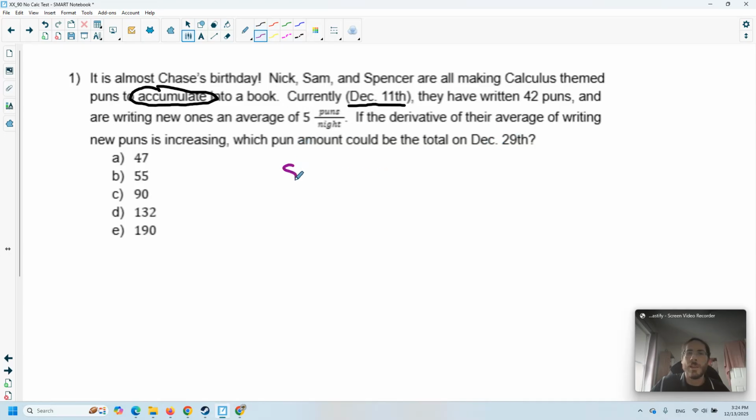So let's say they did not have an increasing derivative. Let's say the derivative stayed the same. So that means that we would stay at 5 puns per night. Now we have to figure out how many nights there are. So I'm going to use the method that somebody did in class and say the 11th, 12th, 13, 14, 15, 16, 17, 18, 19, 20, 21, 22, 23, 24, 25, 26, 27, 28, and then they're going to give the gift. So I've got 18. So it's going to take 18 nights.